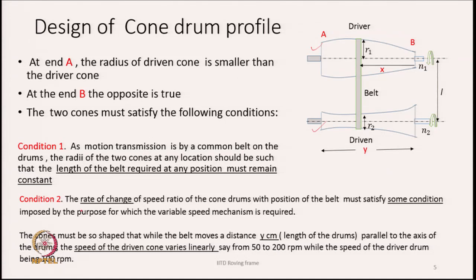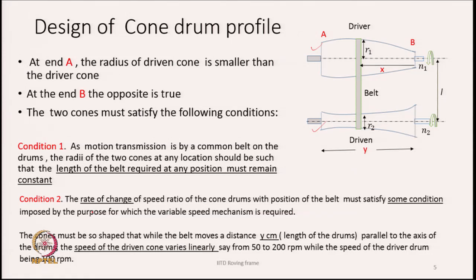The other thing is, the rate of change of speed ratio of the cone drums with position of the belt must satisfy some conditions imposed by the purpose for which the variable speed mechanism is required. The rate of change of speed ratio of the cone drums. So, as we move, the diameter ratio changes and therefore the speed ratio also will change, but it must satisfy some conditions. Now, what are those conditions?